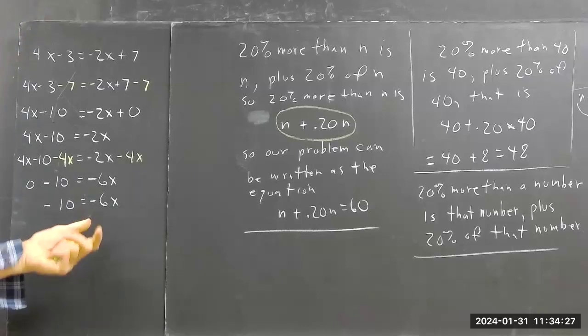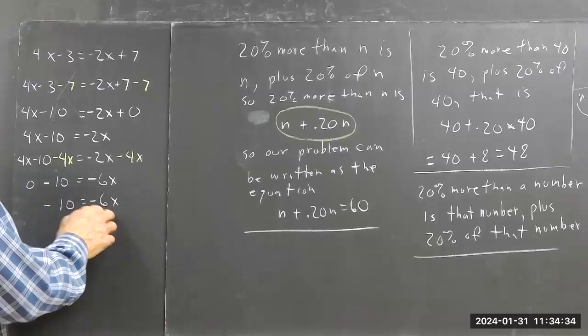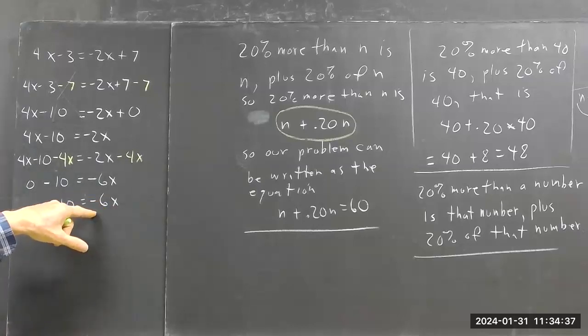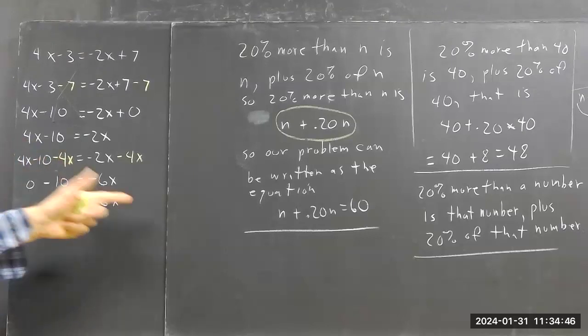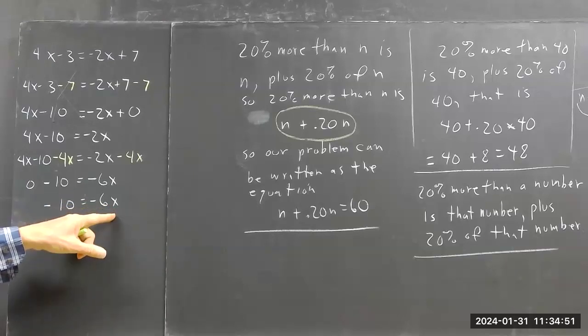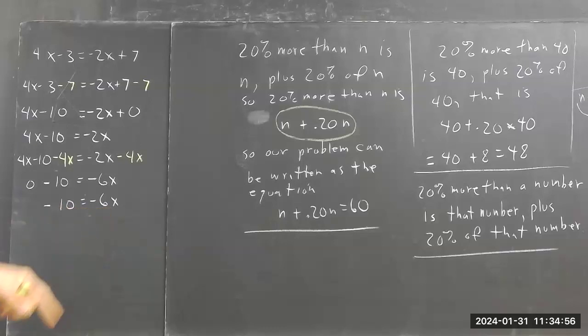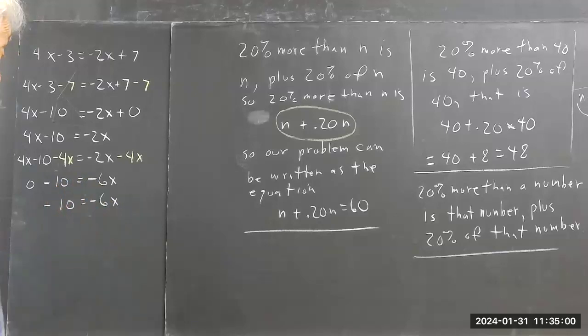Now we really are used to thinking about it with the x on this side and the number on this side, but it doesn't make any difference. Here x is multiplied by negative 6. We can't add 6 to negative 6x and do anything with this, because we don't know what x is. Again, we don't know what the value of negative 6x is. So we can't add 6 to something we don't know the value of.